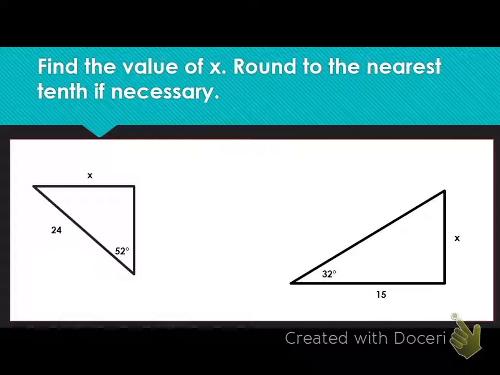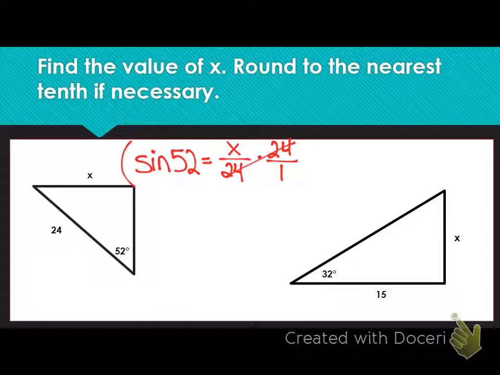All right, so we have 52 degrees. Is this sine, cosine, or tangent? Opposite and hypotenuse. Sine. Sine of 52 equals x over 24. What do I do to both sides? Multiply by 24. So in your calculator, sine 52 equals, and then multiply that number by 24. Round to the nearest tenth. What is it going to be? 18.9.